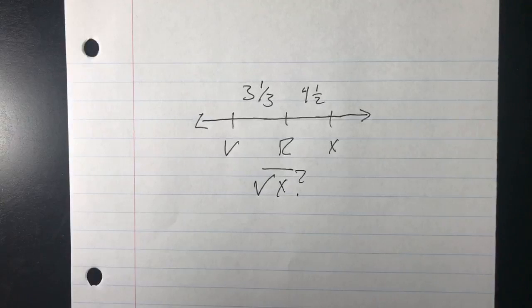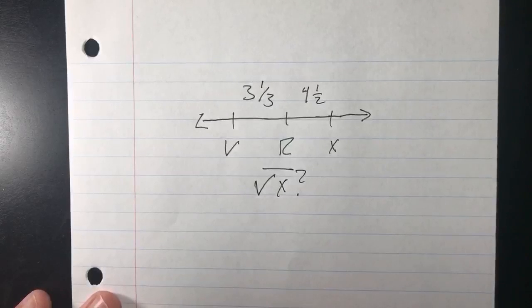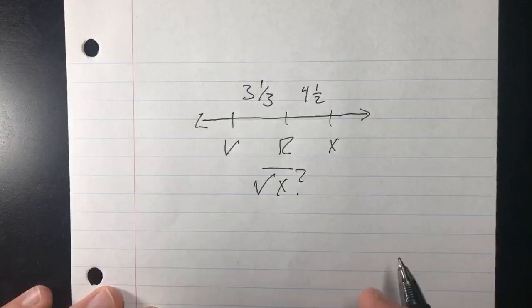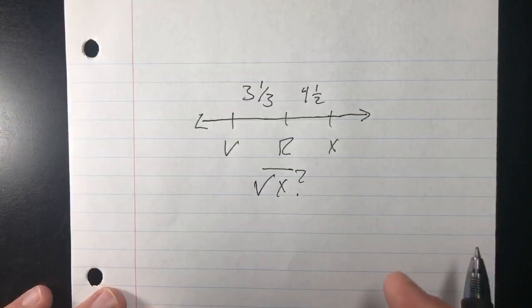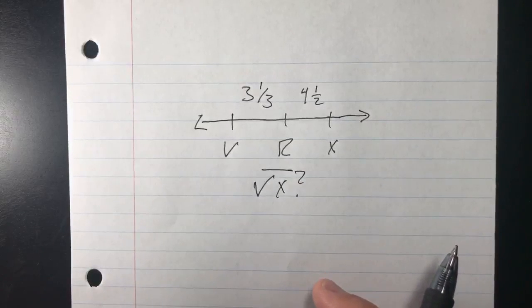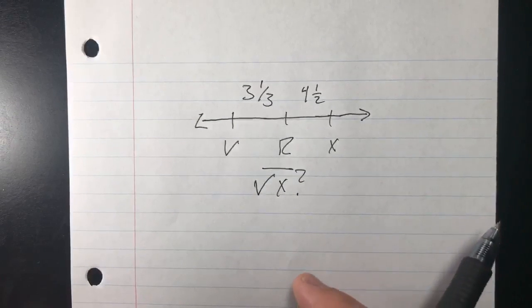Who's got an answer? 8 and 1/6. Okay, let's write it down. We got 7 and 5/6. All right. Any other answers coming in hot? All right, so one of you is right.